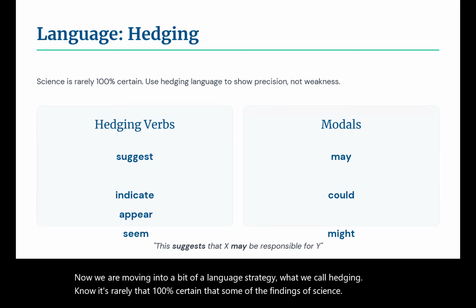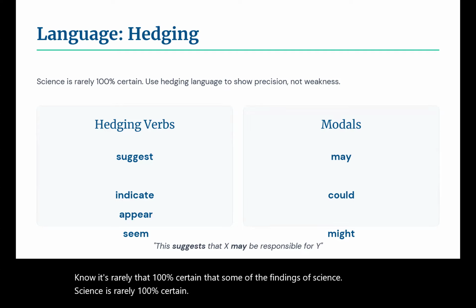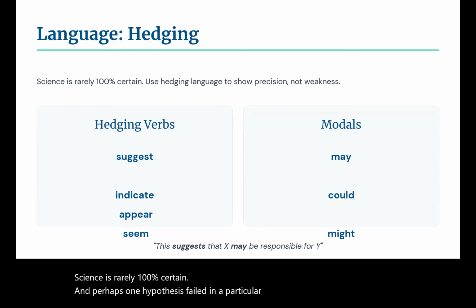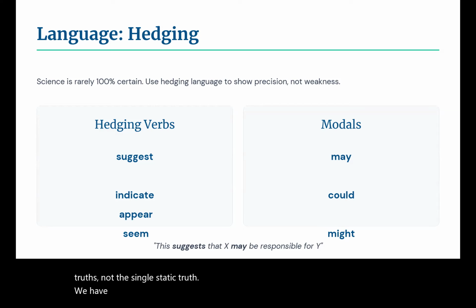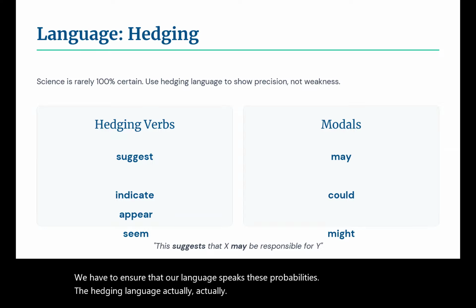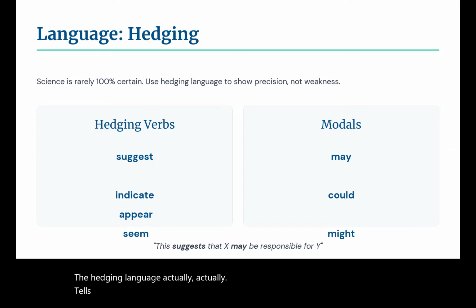Science is rarely 100% certain. And perhaps one hypothesis that failed in a particular condition might pass in another, so there is always a chance for anything to happen. So, allowing these multiple truths, not a single static truth, we have to ensure that our language speaks these probabilities. The hedging language actually tells the precision, and it's not weakness.